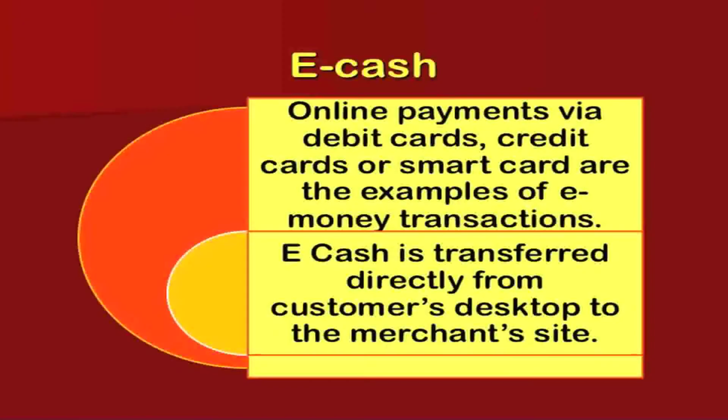Then you have eCash. Online payments via debit cards, credit cards and smart cards are examples of e-money transactions. eCash is transferred directly from the customer's desktop to the merchant's site. Now, eCash can be collected from any bank to your account, which is a kind of basic number on websites, apps or mobiles, and through these gadgets you can transfer to any person who is himself registered and has an app, number or website. Without registration and numbers, nothing is possible in this e-payment system.